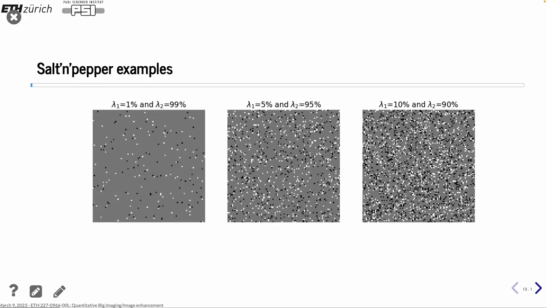And here we have some examples with 5%, and then we have the snowstorm, 10% of each. This is still not too bad. It can actually be filtered when it's like this.